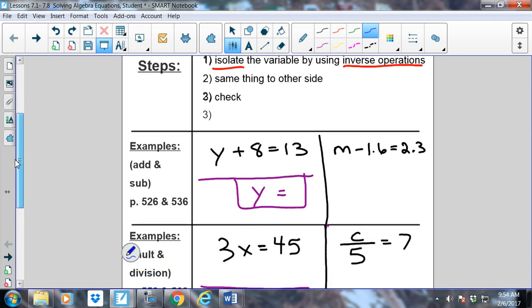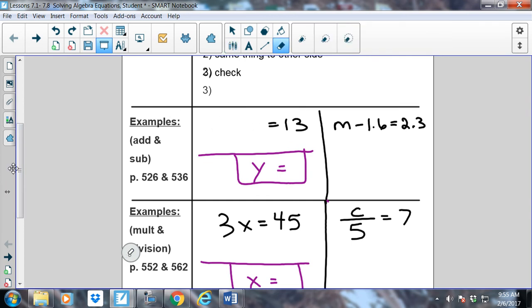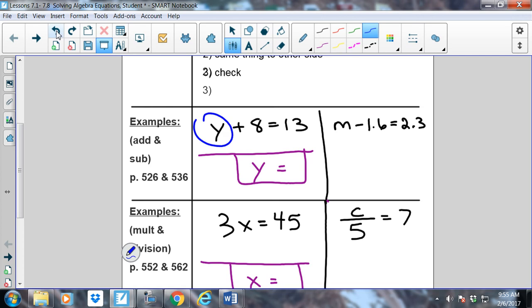Get it all by itself. So we want to get this y all by itself on the left-hand side of the equation. What's over here with the y? It's a plus 8. Opposite of addition is subtraction. So we will subtract 8 out of that side. We have to do the same thing to the other side. Subtract 8 out of that side.